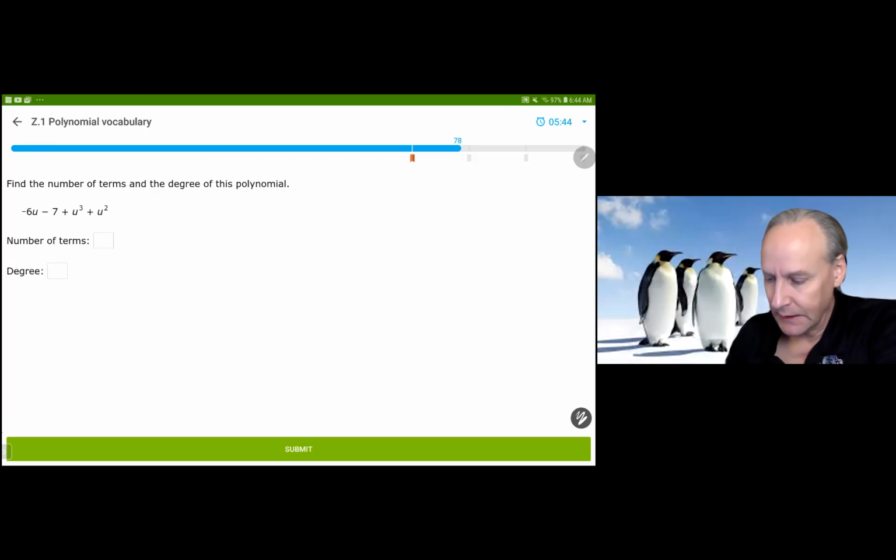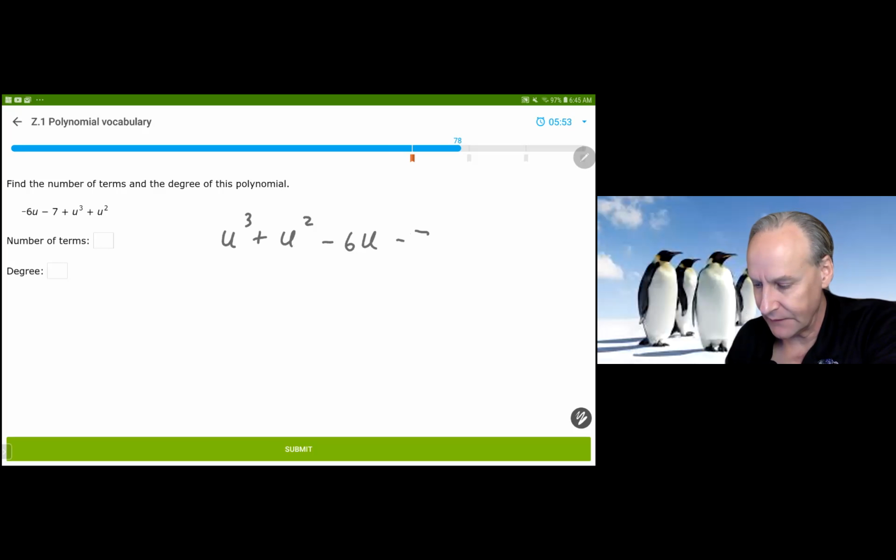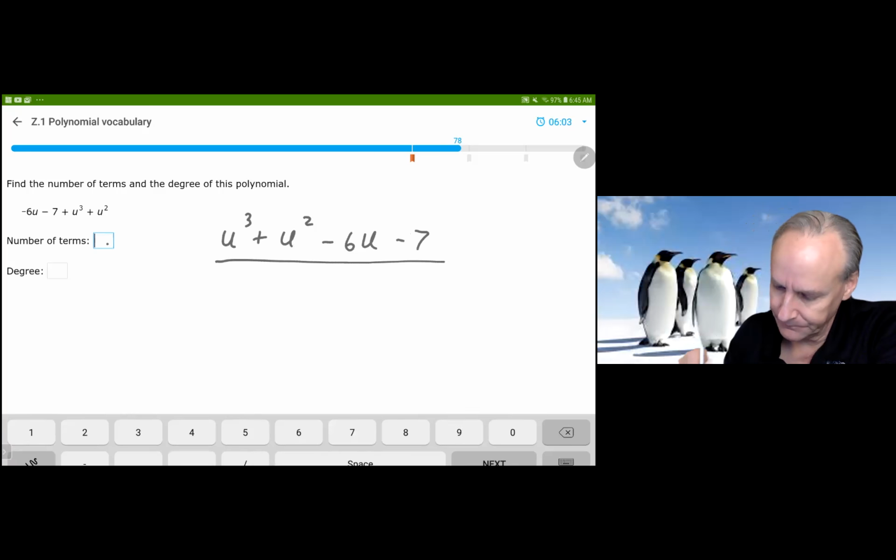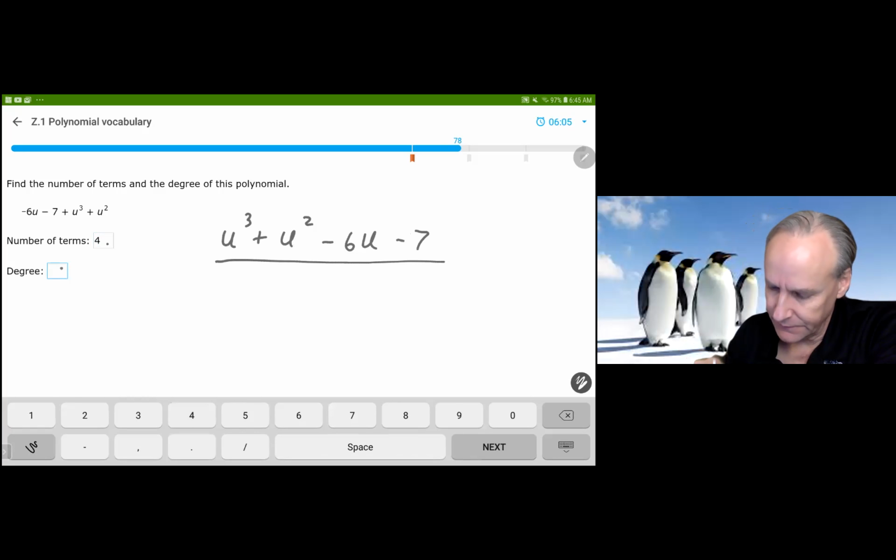Okay, again, I'm writing this in descending order. We have u to the 3rd plus u squared minus 6u minus 7. And this is a 3rd degree polynomial. We don't call it a quadnomial, even though it seems reasonable. It does have 4 terms, and it is a 3rd degree.